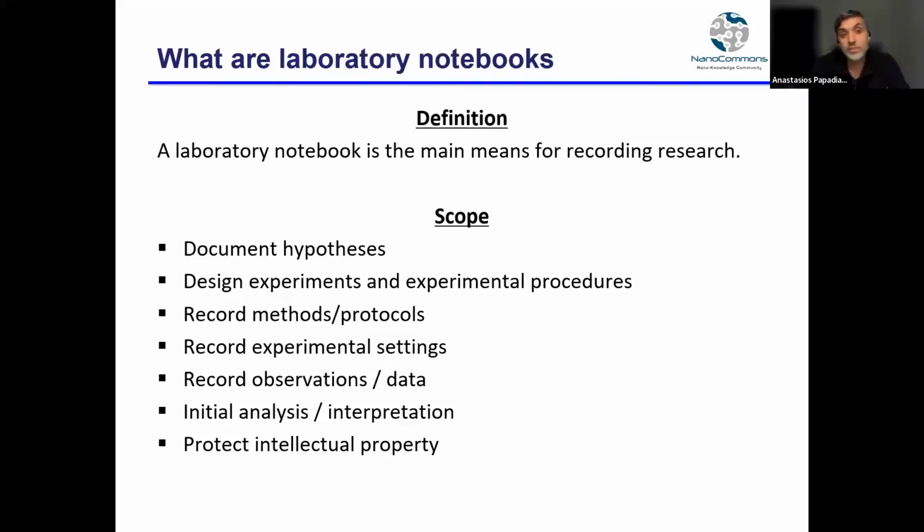So what we do with that is we document the hypothesis that we form so as to perform an experiment and the test. We write down the experimental procedure, how we want to perform the experiment, what methods and protocols we will use, and then the settings that we use to perform the experiment, and then some observations, let's say what deviations were needed so as to make an experiment successful, or what was needed so as to get a good image and so on. And then an initial analysis or interpretation.